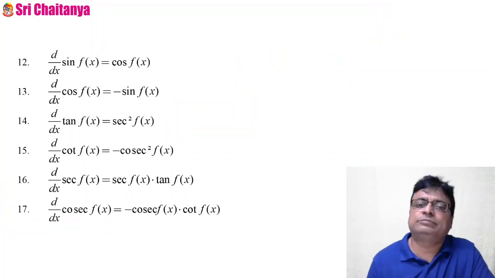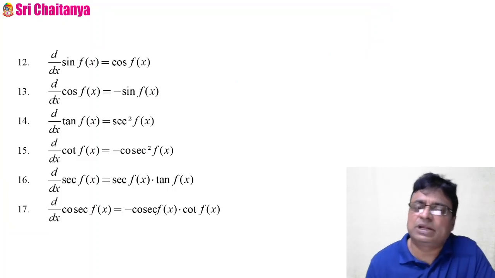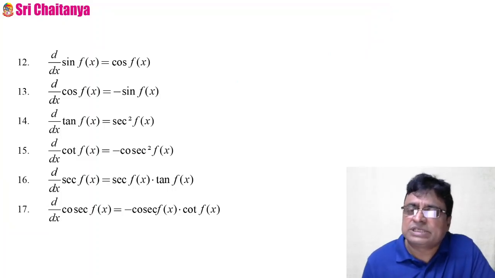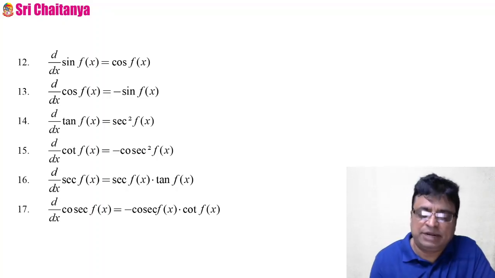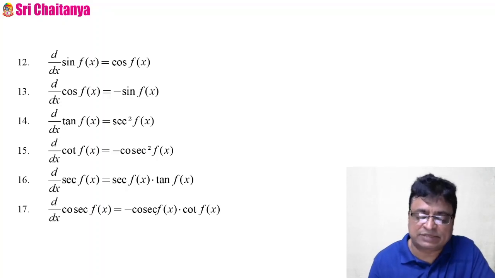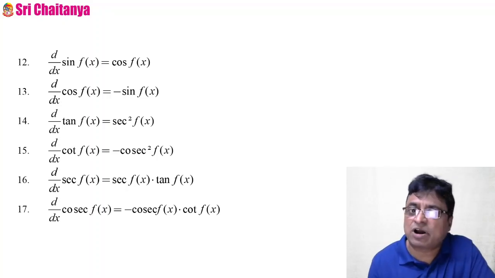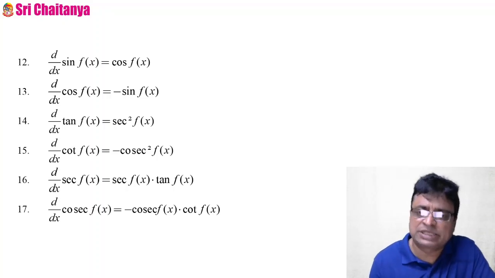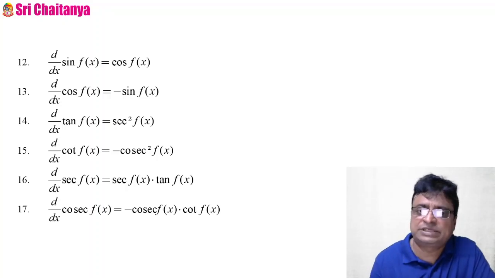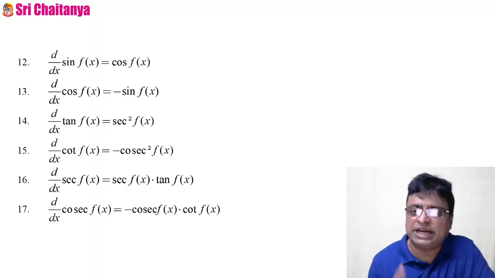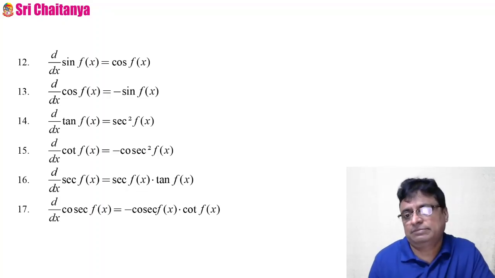Now coming to the 12th formula: d by dx of sin f of x equals cos f of x; d by dx of cos f of x equals minus sin f of x; d by dx of tan f of x equals secant square f of x; d by dx of cot f of x equals minus cosecant square f of x; d by dx of secant f of x equals secant f of x into tan f of x; d by dx of cosecant f of x equals minus cosecant f of x into cot f of x.